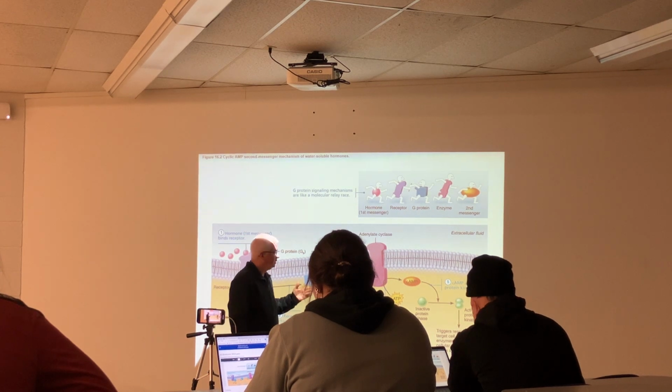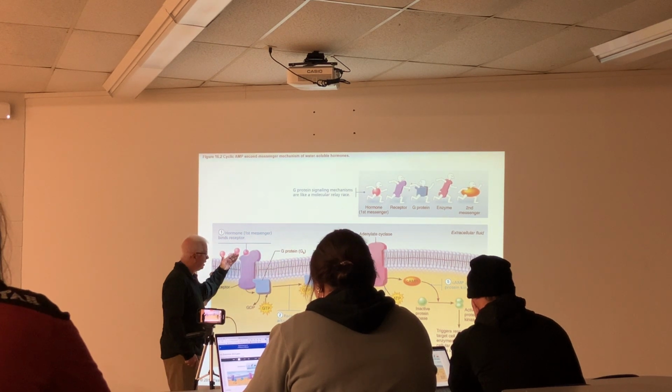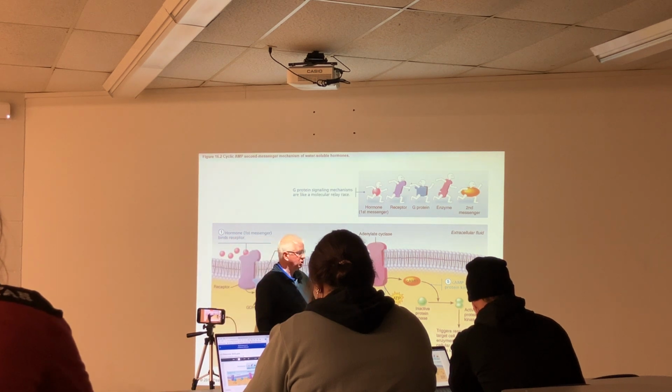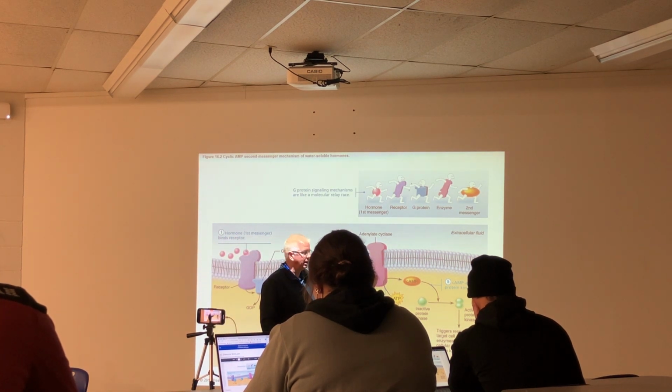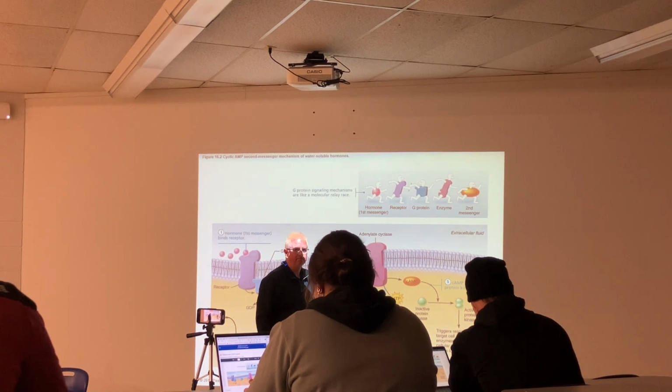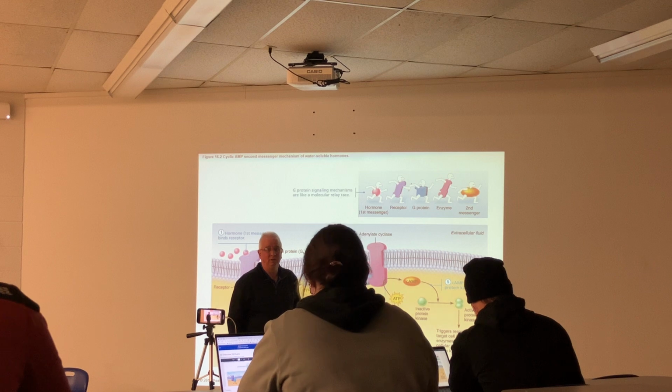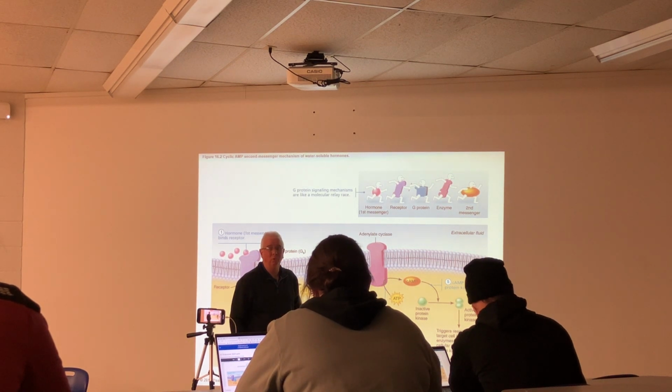All right? So step one, the hormone binds to the receptor. Step two, it activates the G protein. Step three, the G protein activates an enzyme. In this case, the enzyme is adenylate cyclase. Okay, I understand that you don't have any real world kind of context for these words yet. So just hold with me, and I'll give you a real world example coming up.